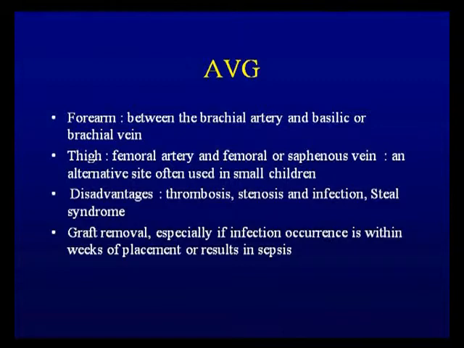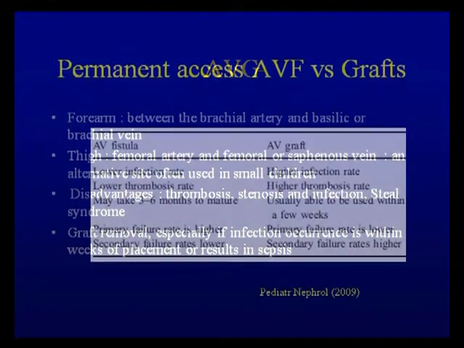The ideal place is in the forearm between the brachial artery and the basilic or the brachial vein. Occasionally thighs have been used, the femoral artery and femoral or saphenous vein, especially in smaller children. Disadvantages include thrombosis, stenosis, infection, Steal syndrome. And graft removal is a must, especially if infection occurs within weeks of placement or results in sepsis, because then that is a life-threatening issue.